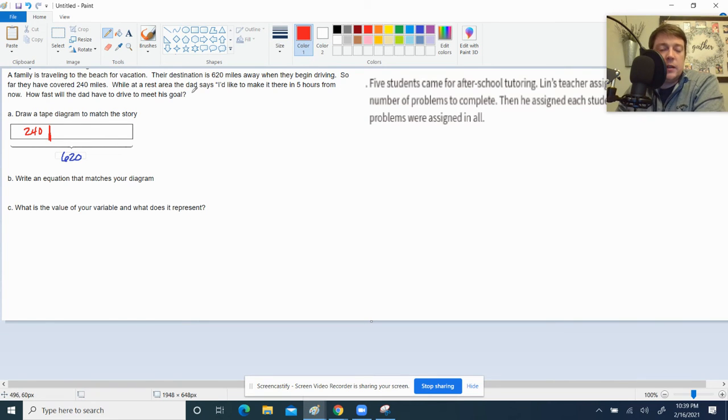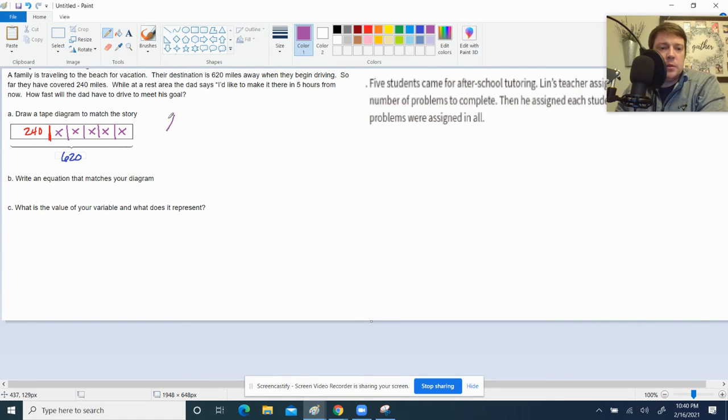While at a rest area, the dad makes the comment, I'd like to make it there in 5 hours from now. So 5 hours, driving at a rate of miles per hour. That would be like 5 sections of unknown speed, right? So I'm feeling like I need to take this leftover space and split it up into 1, 2, 3, 4, 5 equal sections of unknown speed, which I will call x, that will land me at my 620 when I'm done. So you see how you can just read the problem, and as you go, if you have your tape diagram set up, you should be able to make sense of it.